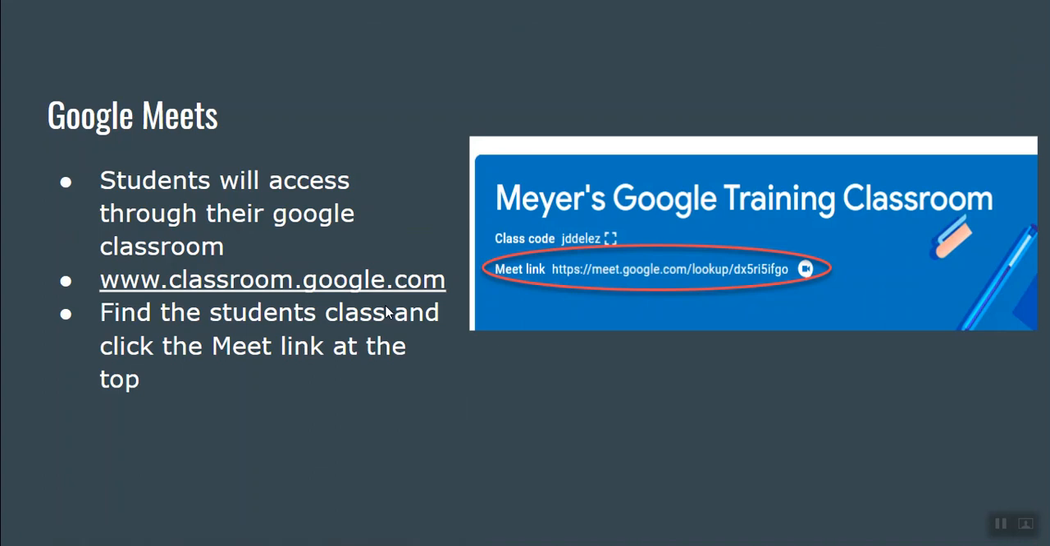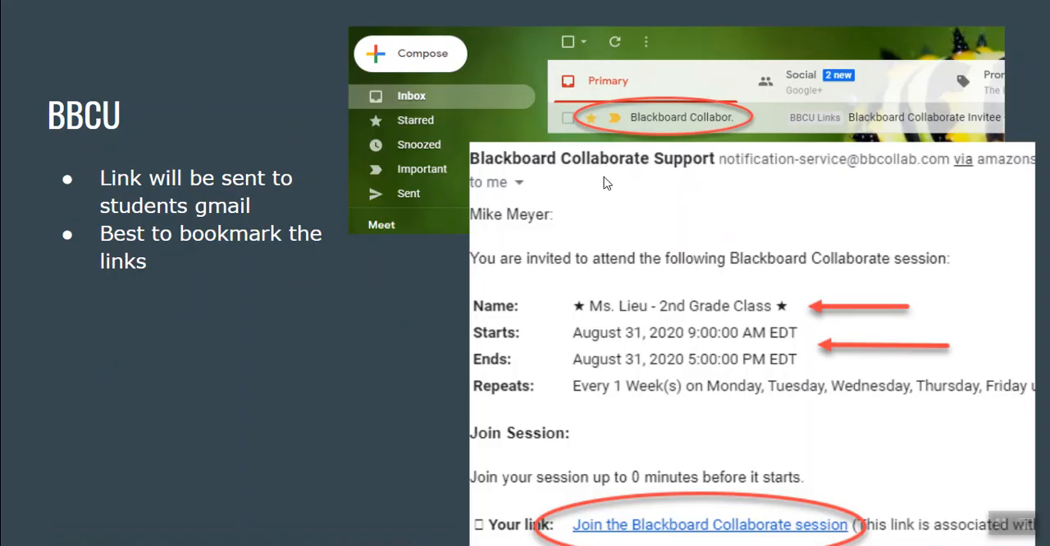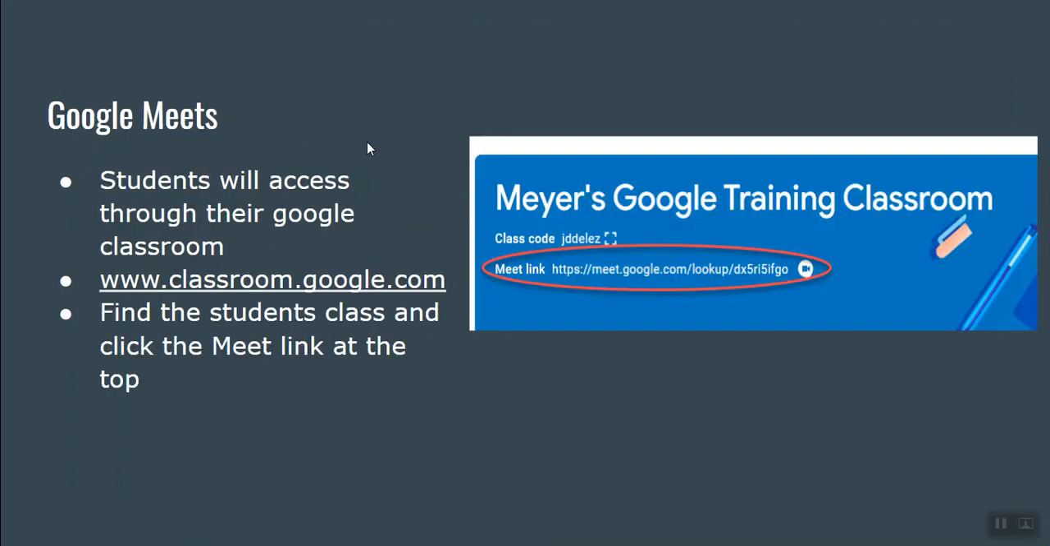For Blackboard Collaborate, remember you're going to get several different links. With Google Meets, if your class or specials are using Google Meets, you will access that through the Google Classroom. So you will go to classroom.google.com, or you can go to the BTES resource page, scroll down for students, and click on the Google Classroom. Log into your classroom, find that student's class, and then open it. And right here at the top, if the Meet is turned on, you'll see the link, and you click the link for that class.